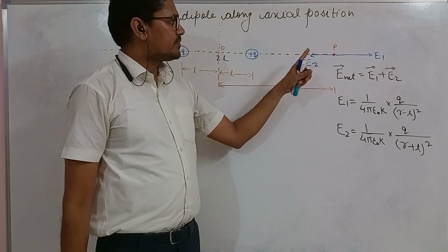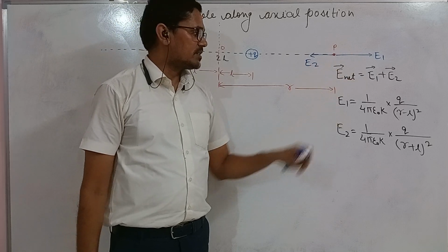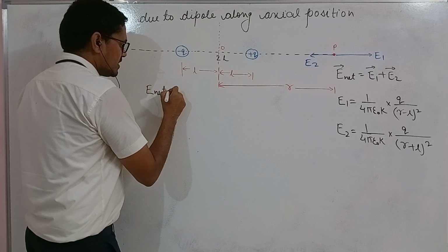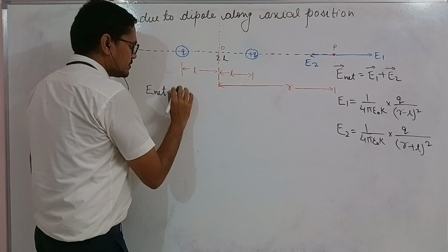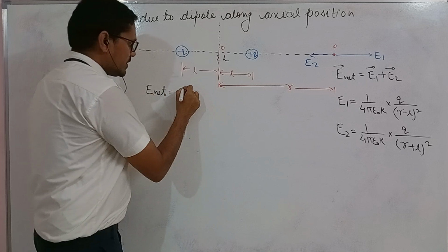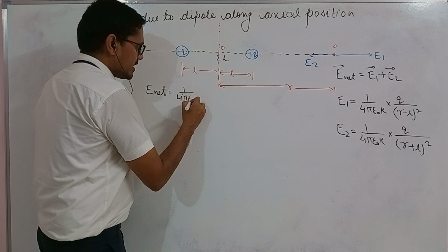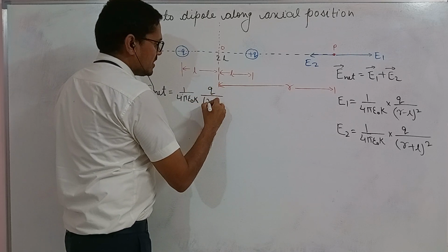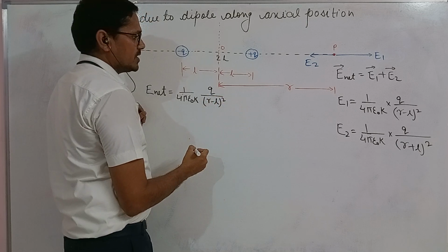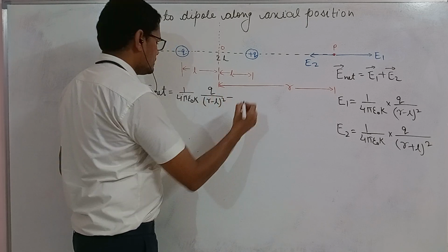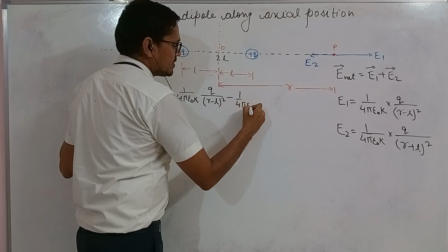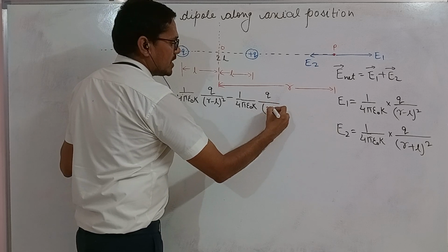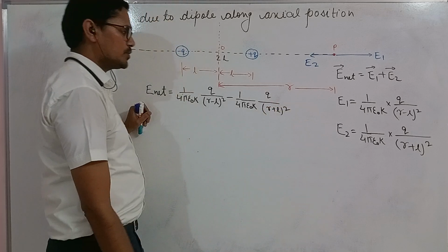Now if you subtract E2 from E1, we'll be getting the net electric field. Let's calculate the net electric field. So E net is equal to E1 minus E2. Let's put the values directly. So E1 is 1 over 4 pi epsilon naught K, Q over R minus L whole raised to the power 2. E2 is opposite, so I am taking a negative sign here: 1 over 4 pi epsilon naught K, Q over R plus L whole raised to the power 2.